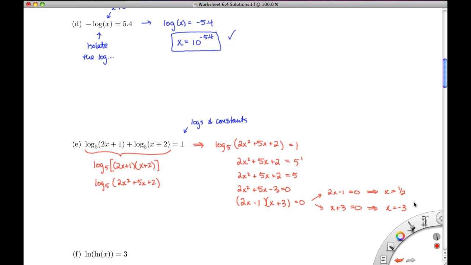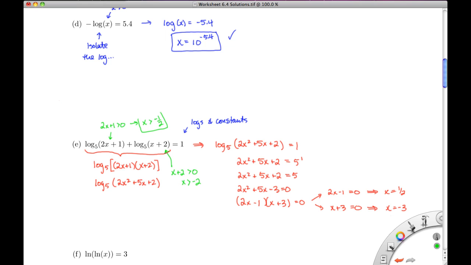Now the question becomes, are both of these valid solutions? Well, let's see. We could either plug them into our original logs, or we could just go back and determine the restrictions. Let's go ahead and see. This particular one, I'll do this in green. This log tells us that 2x plus 1 has to be greater than 0. So that implies, if we subtract the 1, divide by 2, that x has to be strictly greater than negative 1/2. And then this one tells us that x plus 2 has to be greater than 0, or x has to be strictly greater than negative 2.